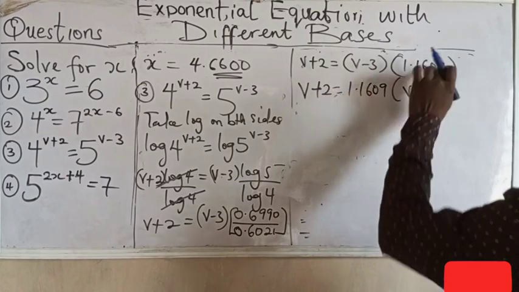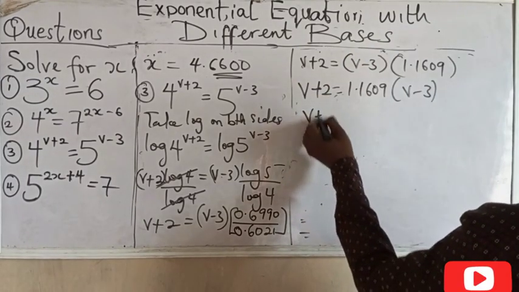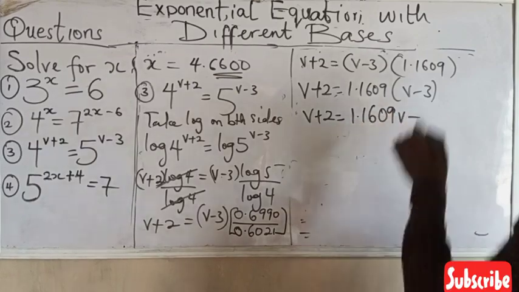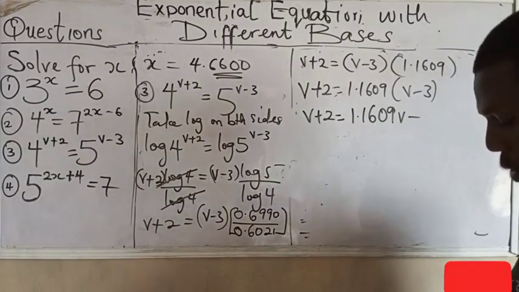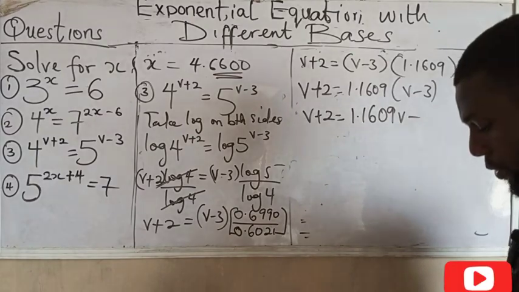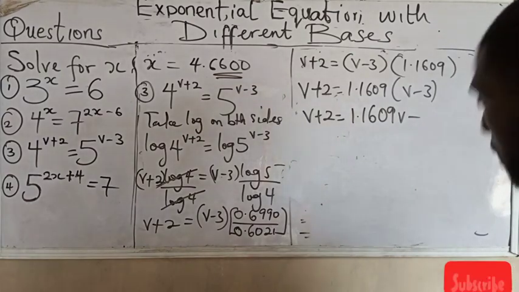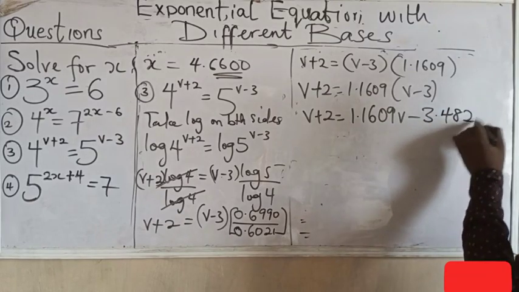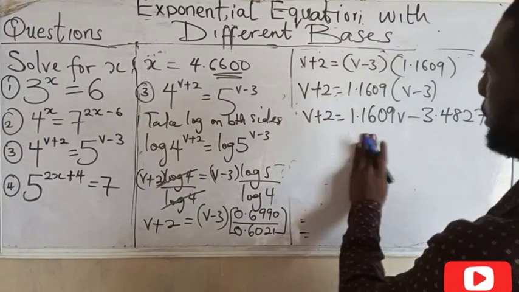It's the same as bringing this to the front. So we have v plus 2 equals 1.1609v minus, so let's multiply 1.1609 times 3. And we have 3.4827. So we collect like terms as usual.